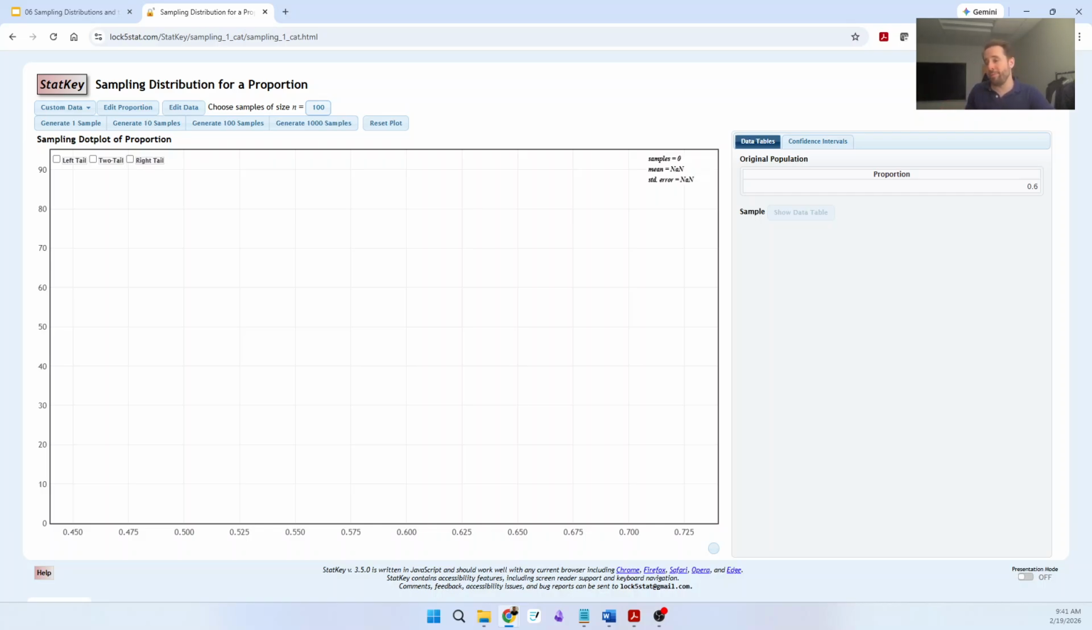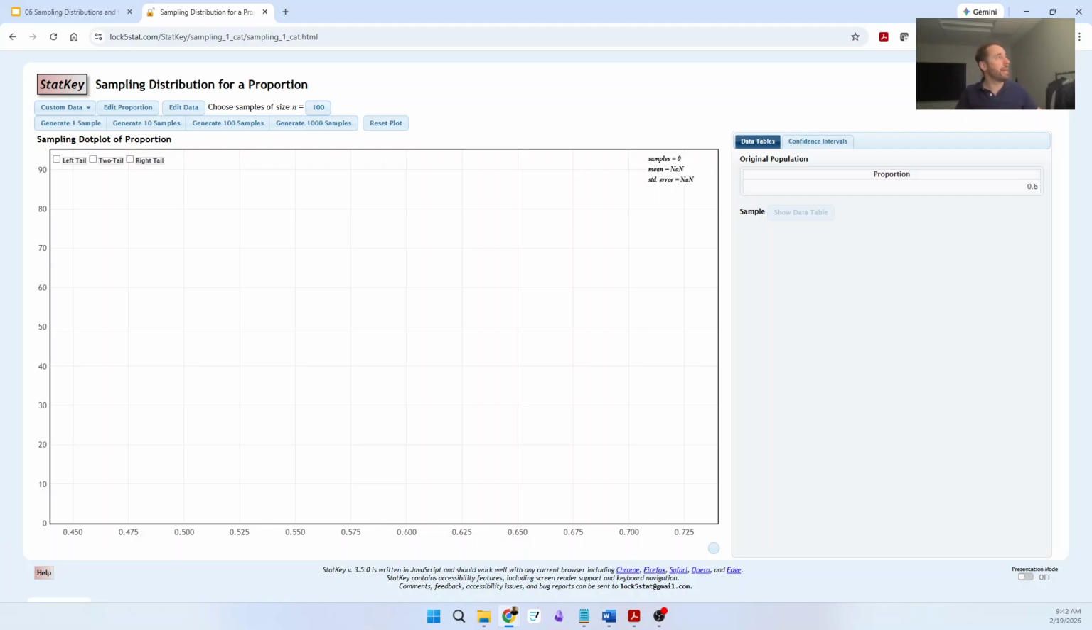So I am primed to simulate the following situation. Again, population proportion is 0.6 or 60%, and sample size is 100. So I'm simulating a scenario in which I go into my ball pit, 60% of the balls are blue. I go into my ball pit, I randomly grab 100 of these balls, and I look to see what proportion of my sample is blue.